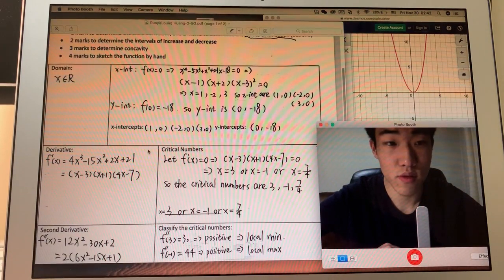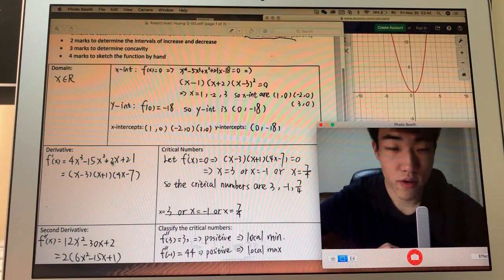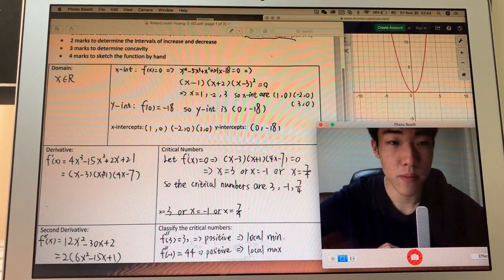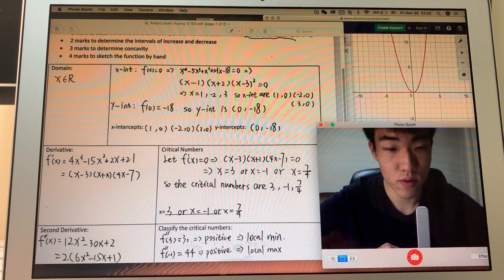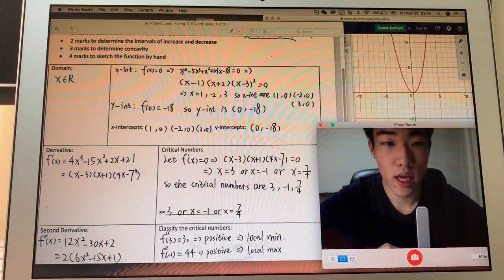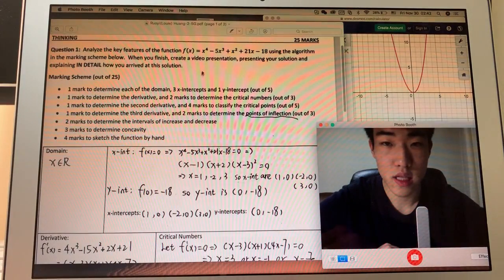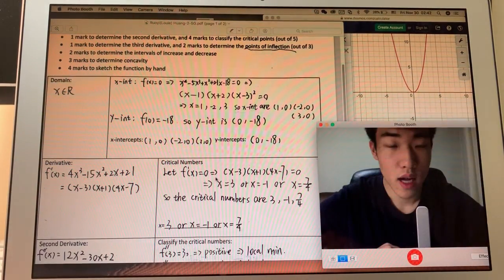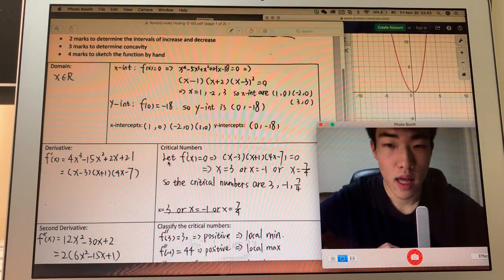And we move on to the derivative. For the first derivative, we apply the power rule and the rule of the constant, which is that the derivative of a constant equals 0. We apply those rules to the original function here, and we get this one easily. And we factored it out, and then we find the critical numbers.